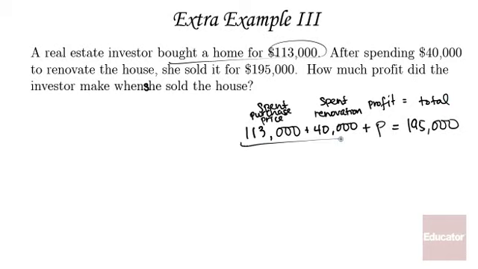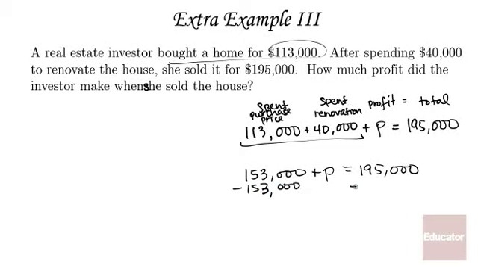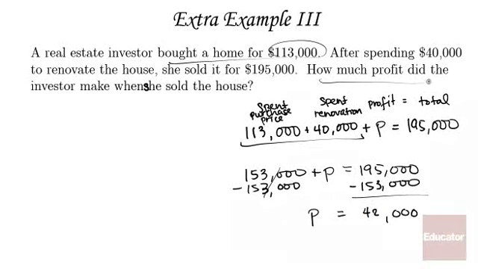So let's add our first two numbers. 1, 5, 3. And then plus the profit will give us the total price. Now let's subtract from both sides. And P, her profit, will equal $42,000. So how much profit did the investor make when she sold the house? She made a profit of $42,000.